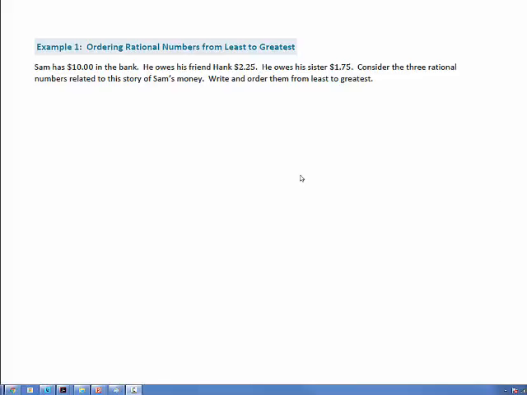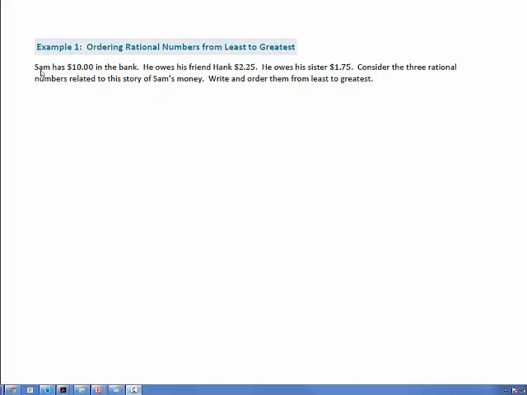In this example, we have three numbers. Sam has $10 in the bank. He owes his friend Hank $2.25. He owes his sister $1.75. We want to turn these three statements into a rational number. That's where it says, consider the three rational numbers related to the story of Sam's money. And then we want to write and order them from least to greatest.